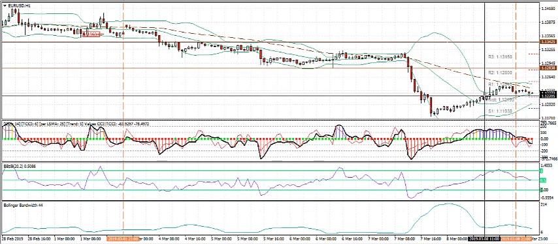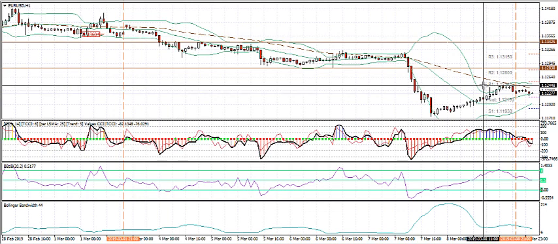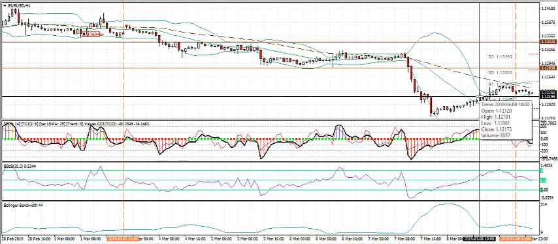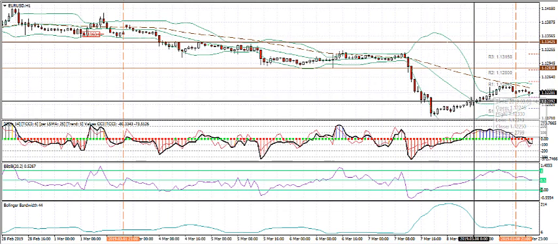There's the 20 psychological level. The level after that would be 50. I don't even think it hit 50 here. So you scale out of the trade if you can, or you just lock in your profits right there at the 20.